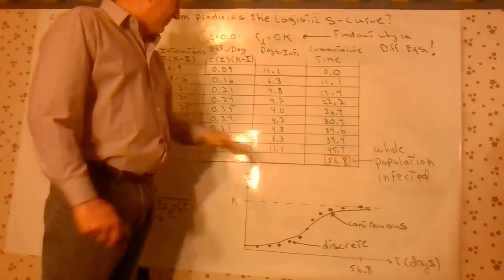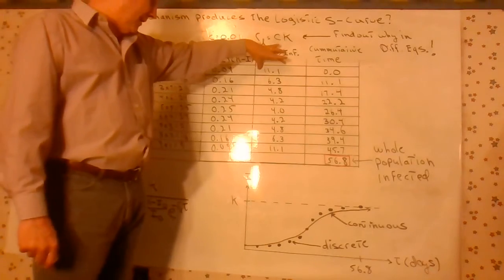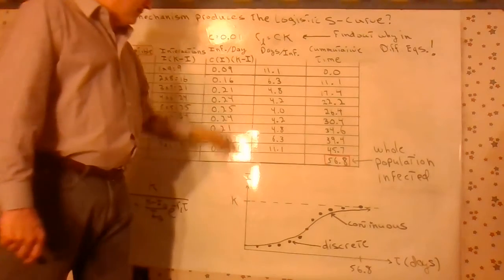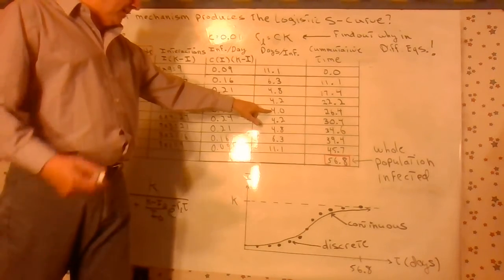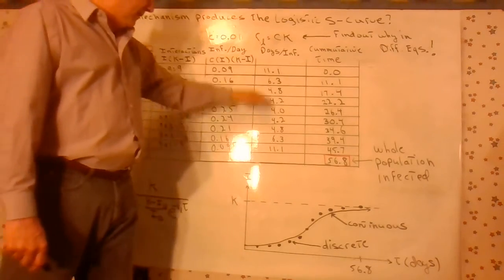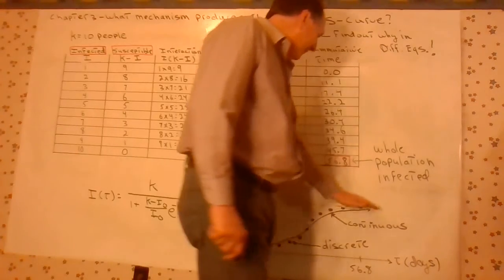This is what gives you logistic growth. It takes a long time in the beginning. It's kind of progressing slowly. Then it speeds up. Right here, it's raging. Okay, there's the maximum infection rate. And then it slows down again. It levels off, so to speak.